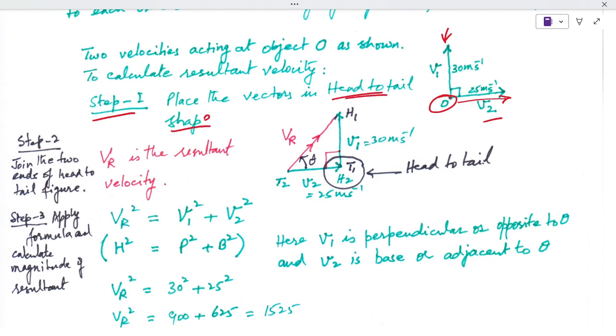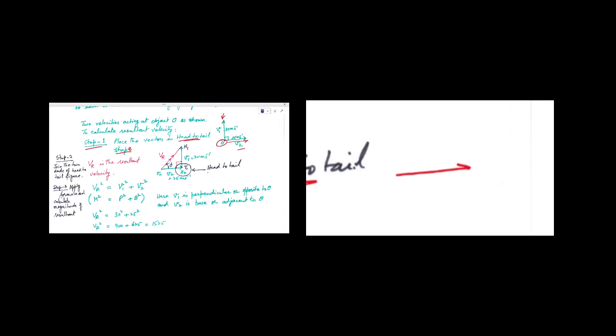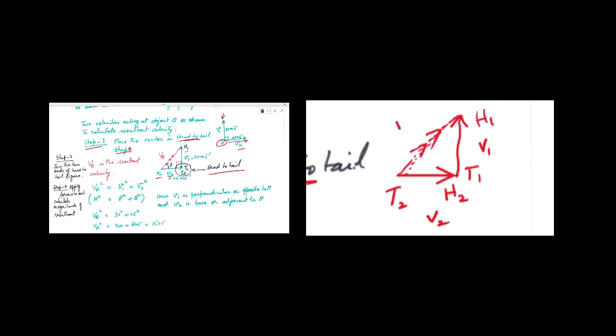So I have placed them in head to tail shape, taken v2 first, and then for v2 I have taken t2 and h2, and for v1 I have taken h1 and t1, and placed h2 and t1 together at one point, so they have become head to tail, and then joined the tail of v2 with head of v1, and the resultant is made in red color.